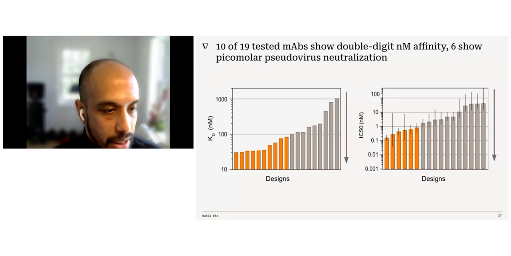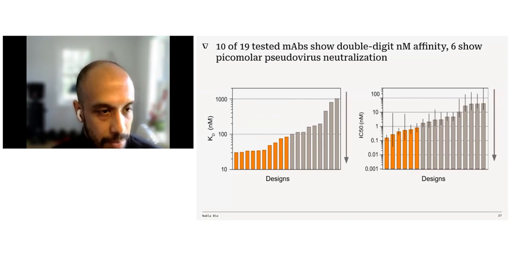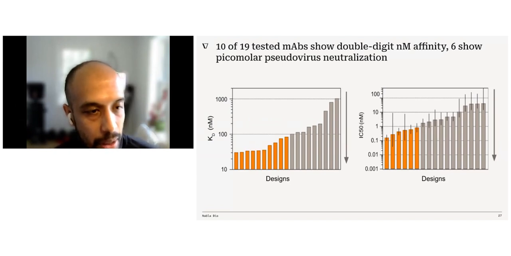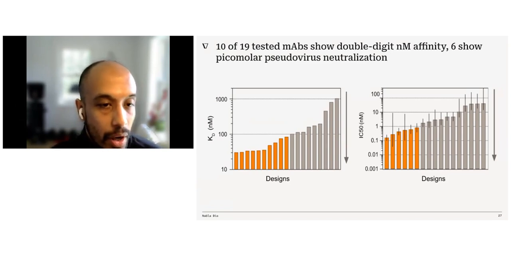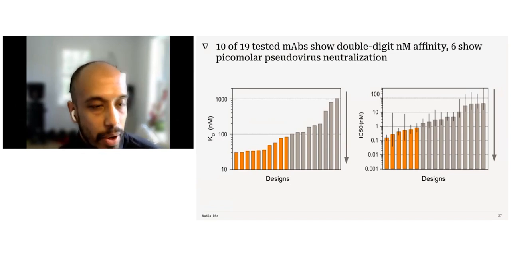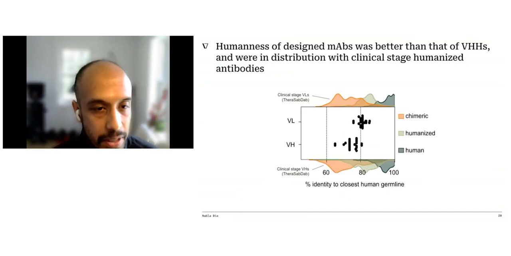Again, the y-axis is KD. The x-axis is just the ordered design. You can see, about half of those tested were double-digit nanomolar or better. And then we took all of those and characterized them for pseudovirus neutralization. And excitingly, we saw about 6 of them look like they were neutralizing pseudovirus with picomolar IC50s.